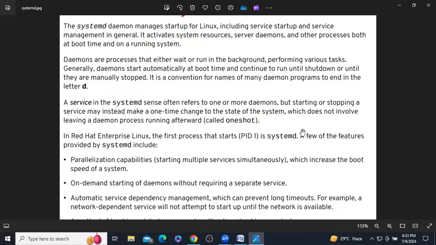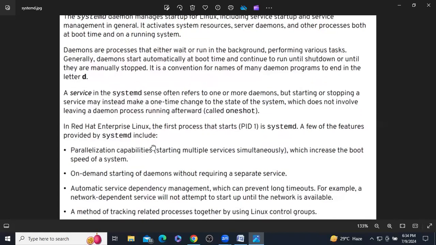So what kind of features do we have in systemd compared to initd? Now we are going to discuss, right? So we have systemd. systemd is the new first process in our operating system. Got it, guys? Now what kind of features does it have? The first feature is parallelization capabilities, which increase the boot speed of a system.